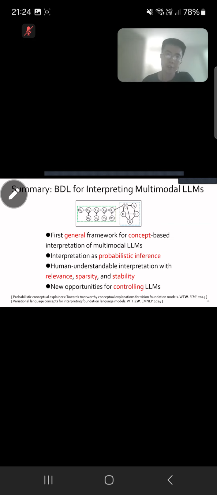And just to summarize for this part, we developed the first general framework for concept-based interpretation for multimodal LLMs, and we formulate the process of interpretation as probabilistic inference. Our explainer can generate human-understandable interpretation with relevance, sparsity, and stability, and it also offers new opportunities for controlling LLMs.